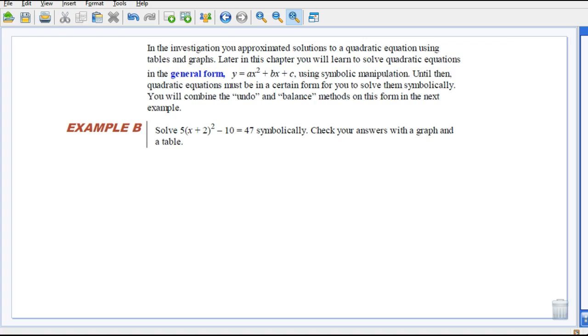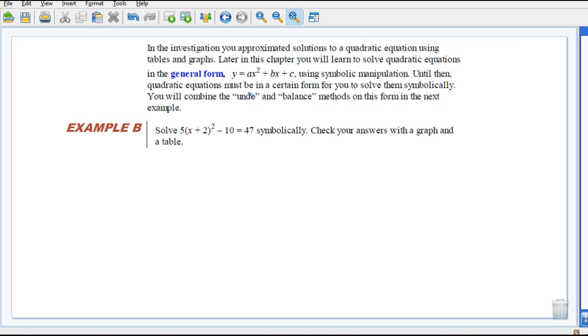Alright, so then let's look at our second example. In the investigation, you approximated solutions to a quadratic using tables and graphs. Later in this chapter, you will learn to solve quadratic equations in the general form y equals ax squared plus bx plus c using symbolic manipulation, meaning algebra.